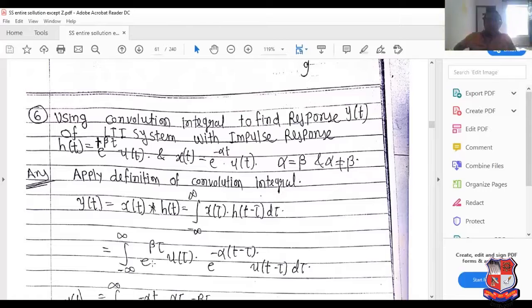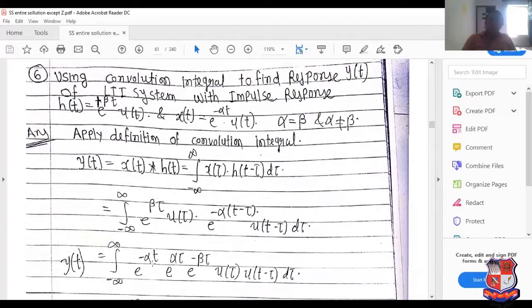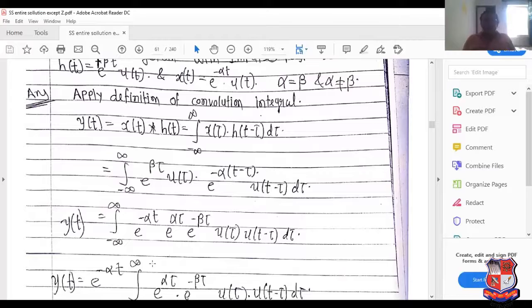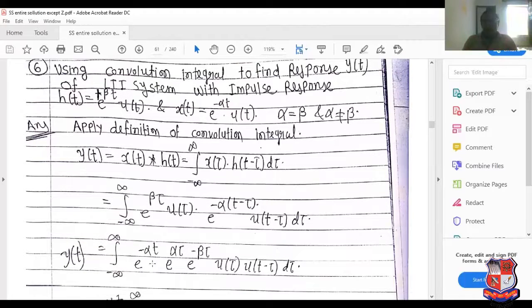Now see, convert as the first step as usual, x of t into x of tau. So x of tau equals e raised to minus alpha tau u of tau, and h of t minus tau equals e raised to beta (t minus tau) u of (t minus tau). So here we can consider x of t equal to h of t. There is no change in x of t and h of t. Why? Because we use the convolution property.